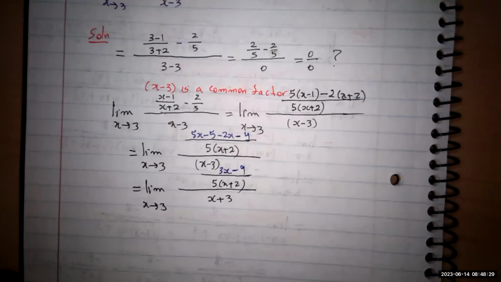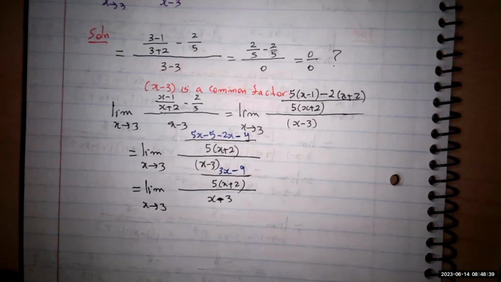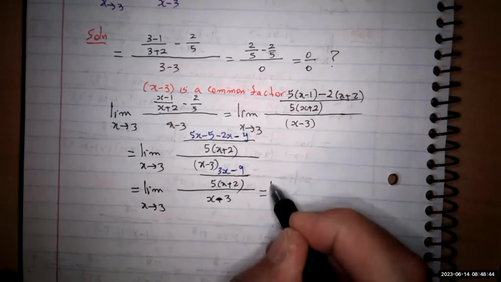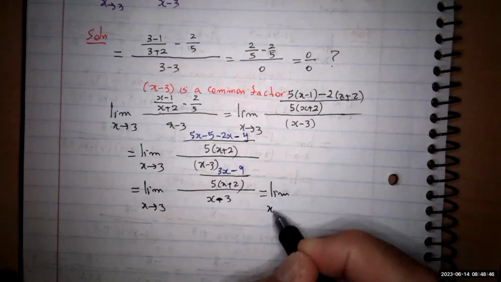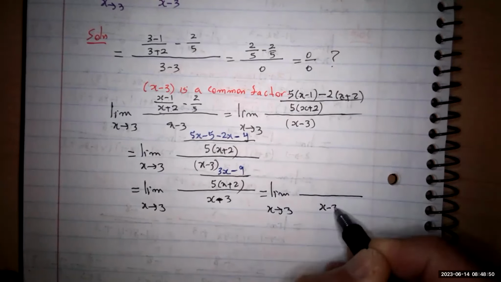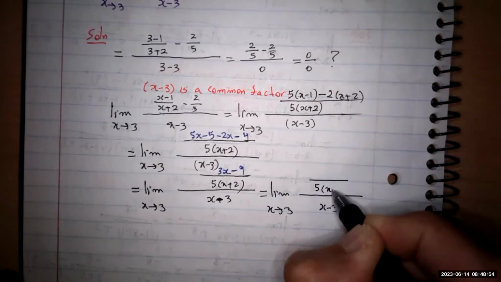Remember, you are looking for the common factor. Okay, your common factor would be x. I made a mistake here, that's a negative. Okay, the common factor is x minus 3. You have a 3x minus 9. That's going to be x goes to 3. This is going to be x minus 3. And this is going to be 5 times x plus 2.